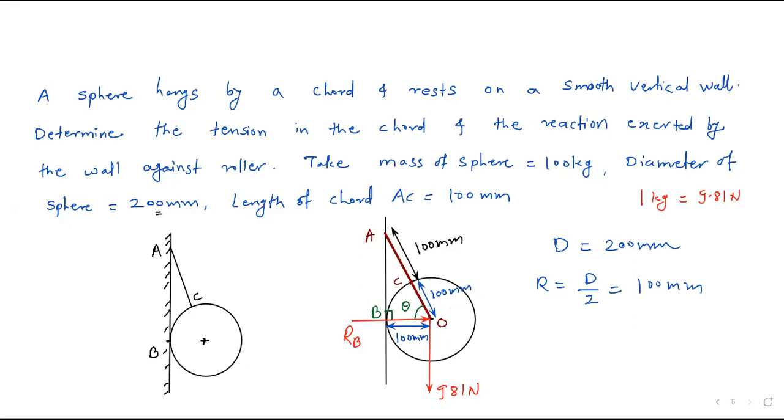So here I will use triangle AOB. In triangle AOB, I will draw this triangle separately again for your understanding. If I draw the triangle over here, it is like this.